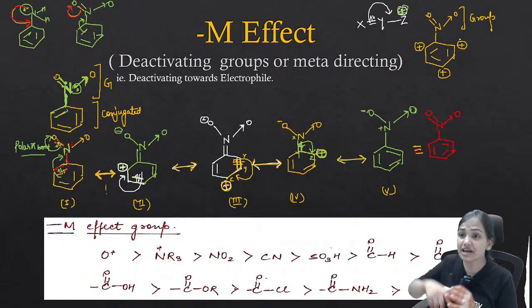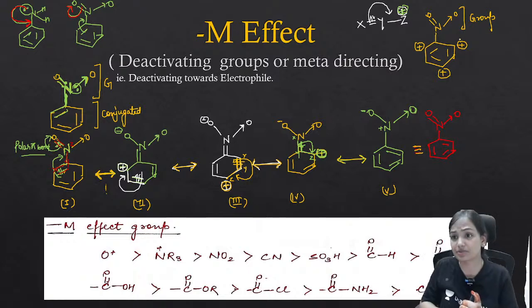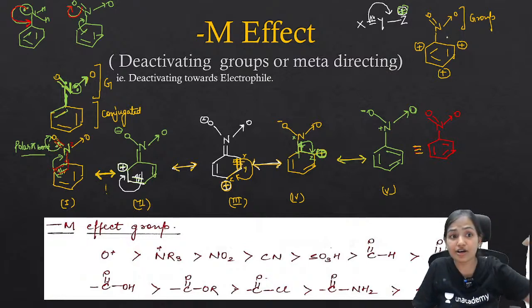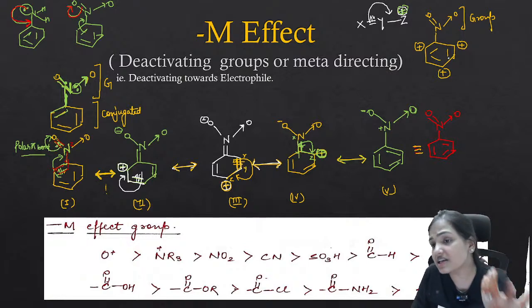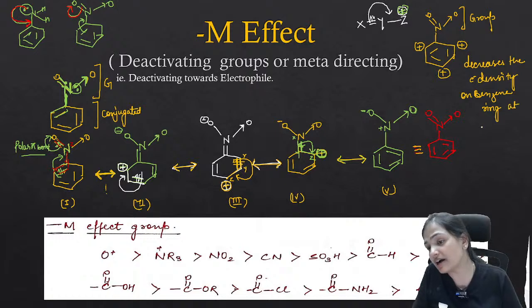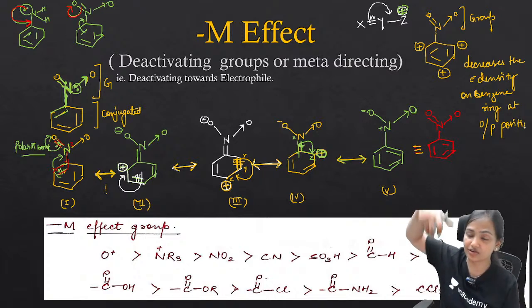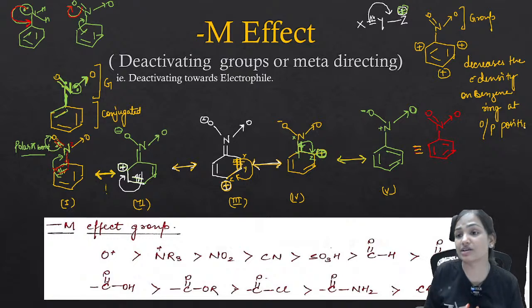So ultimately this NO2 is deactivating the benzene ring, meaning it is decreasing the electron density on the benzene ring. It is pulling out the electrons. So any group that decreases the electron density over the benzene ring, from which positions? At the ortho and para positions. So at ortho and para positions, it decreases the electron density, pulling the electron density from the benzene ring. So these are known as the deactivating groups.